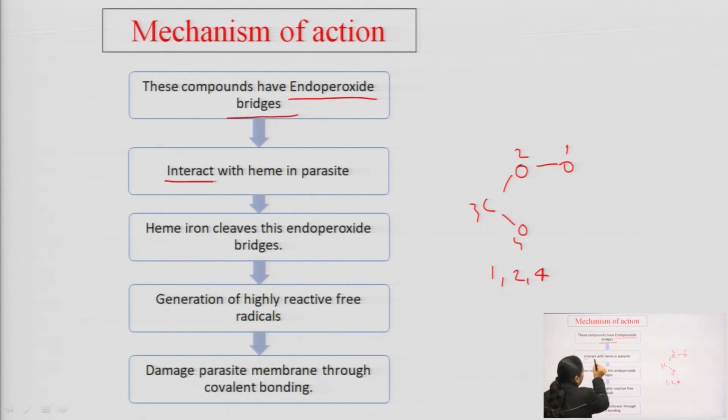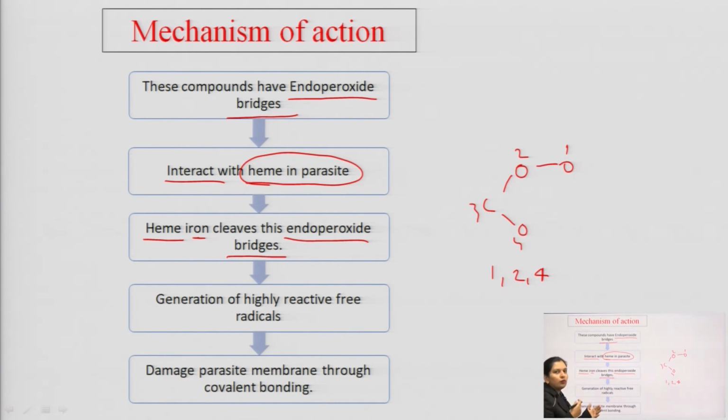It interacts with the heme part in the parasite. We know the hemoglobin gets broken into two parts, heme and globin. Globin is used by the plasmodium as a nutritional source, whereas the heme part is dangerous to the parasite. So this heme iron cleaves this endoperoxide bridge. It tries to break the bridge, and there is a formation of highly reactive free radicals.